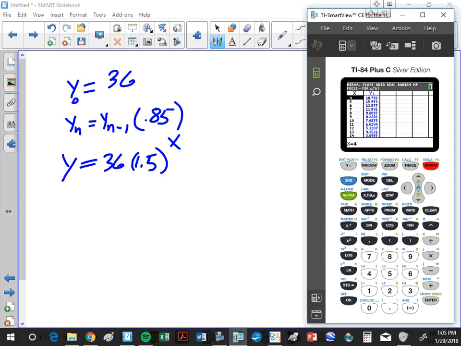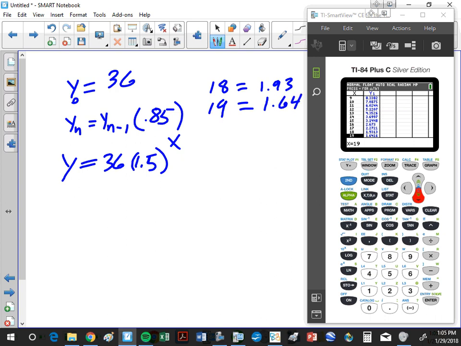Okay, what about 1.93? If I scroll down, let's see if I hit exactly 1.93. 3.1, 2.6, 2.2. So at 18, I ended up with 1.93, and at 19, I ended up with 1.64. So the answer is somewhere in between there. What should I guess? 18, I got 1.93. Oh, is that it? Oh, never mind. Okay, that's it. Sorry, I thought it was 1.83.